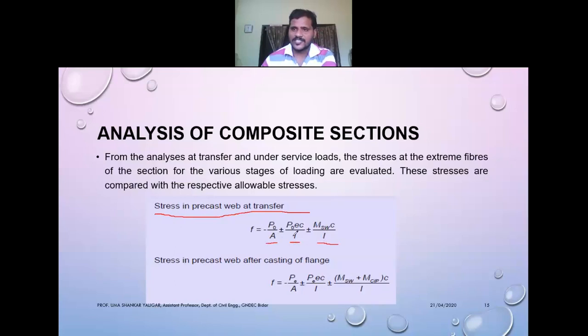Now similarly, the stress in the precast web after the casting of flange. I told you the only change is that after the casting of flange, the self weight of the flange will also act. This will remain the same, but here in place of MSW you need to take MSW plus MCIP. MCIP is the moment due to the cast in place portion, meaning the moment due to the weight of this flange. The rest of the thing will remain the same. This is the analysis at the transfer condition equations.